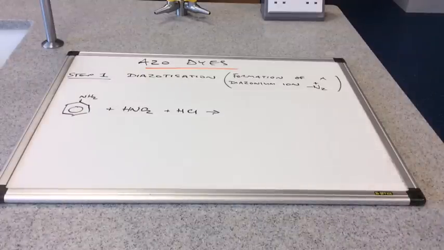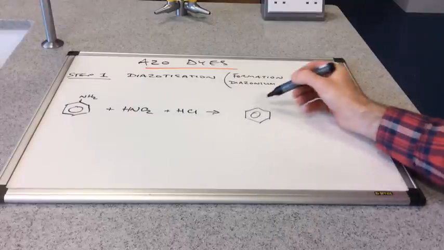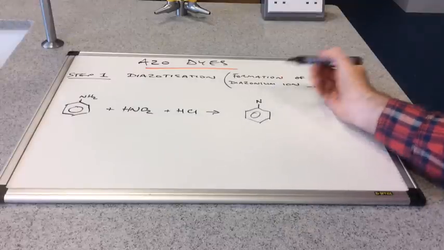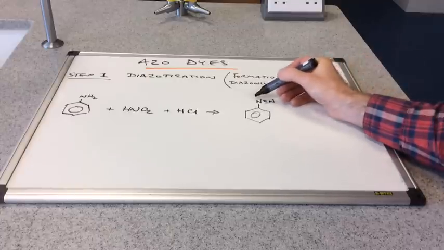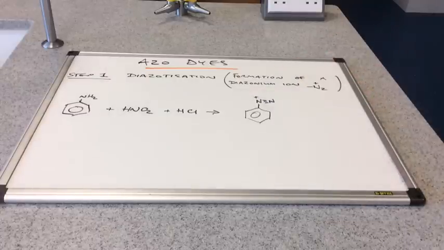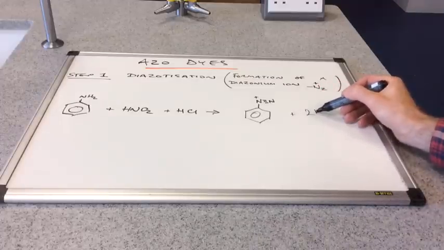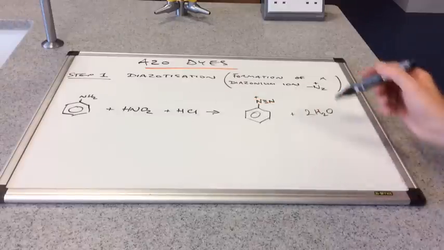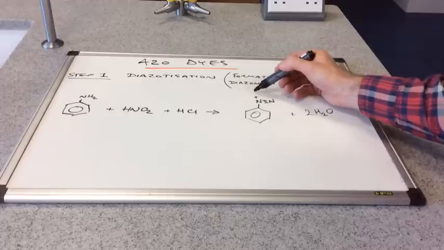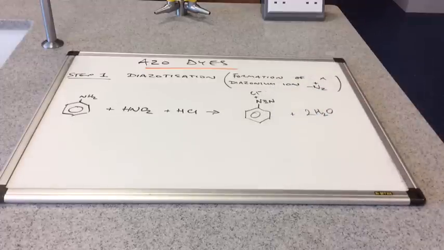So what that will do is it will form a diazonium ion, and the important thing to remember here is that the positive charge, this positive charge, is actually on this first nitrogen. So there's the diazonium ion. We would also make 2 moles of water. We'd also get a chloride ion from the HCl, and what that would do is it would combine with the diazonium ion and form a diazonium salt.